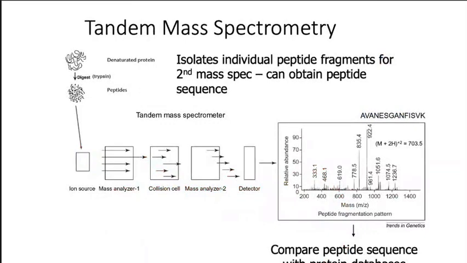We isolate the individual peptide fragments in a second mass spectrometer and can obtain the amino acid sequence. This is mass analyzer 1, this is the collision cell, and this is mass analyzer 2. In this way, for example, we can compare the peptide sequence with the protein database, and we can know the protein.